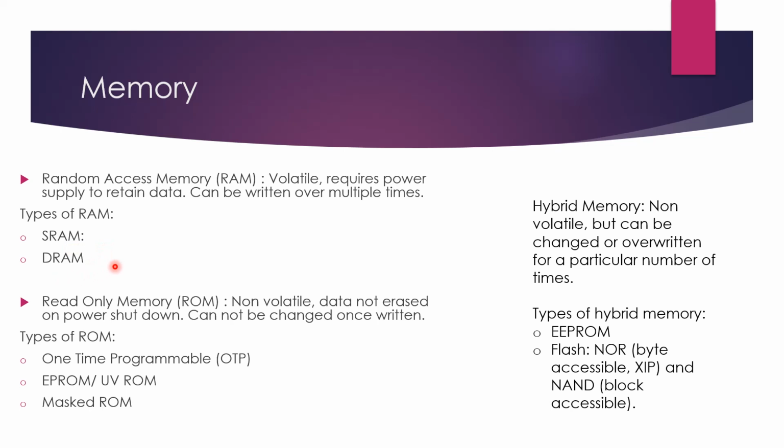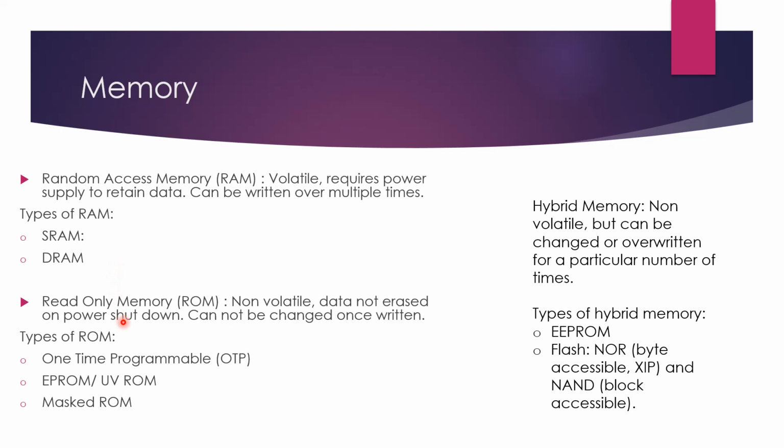Now SRAM, on one side, has low power consumption and low memory capacity. It works on the basis of transistors. DRAM on the other hand works on the basis of capacitors, and though it has a higher power consumption, it has a higher memory capacity as well.